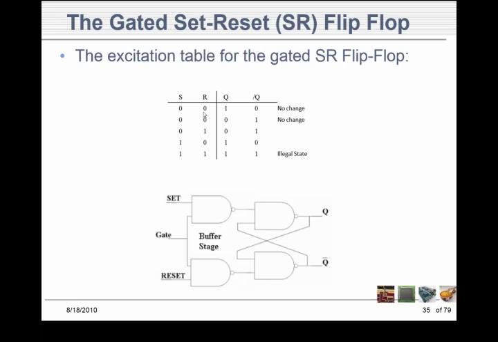If we have 0, 0 on the set and reset, and then the gate gets asserted, then Q is going to go high and Q naught is going to go low. So it's actually not showing us the state before. These are actually the no change states. If S is high, we're going to get the thing to go set, and if R is high, we're going to get the thing to go reset. And if we have ones at the inputs, we're going to have that invalid state again.